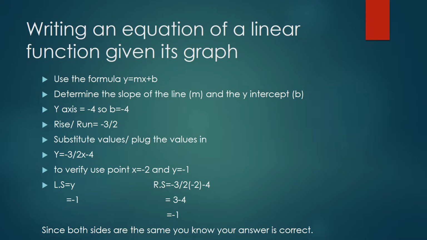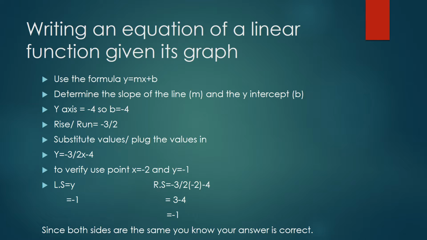Now, let's talk about writing an equation of a linear function given its graph. Use the formula y equals mx plus b like we've been doing in these past slides. Determine the slope of the line, which is going to be m, and the y-intercept, which is going to be b. Say the y-intercept equals -4, so b is going to equal -4. If the rise over run in your graph equals -3 over 2, that's going to be your m. Substitute the values in. Finally, our formula y equals mx plus b is going to turn into y equals -3 over 2x minus 4.